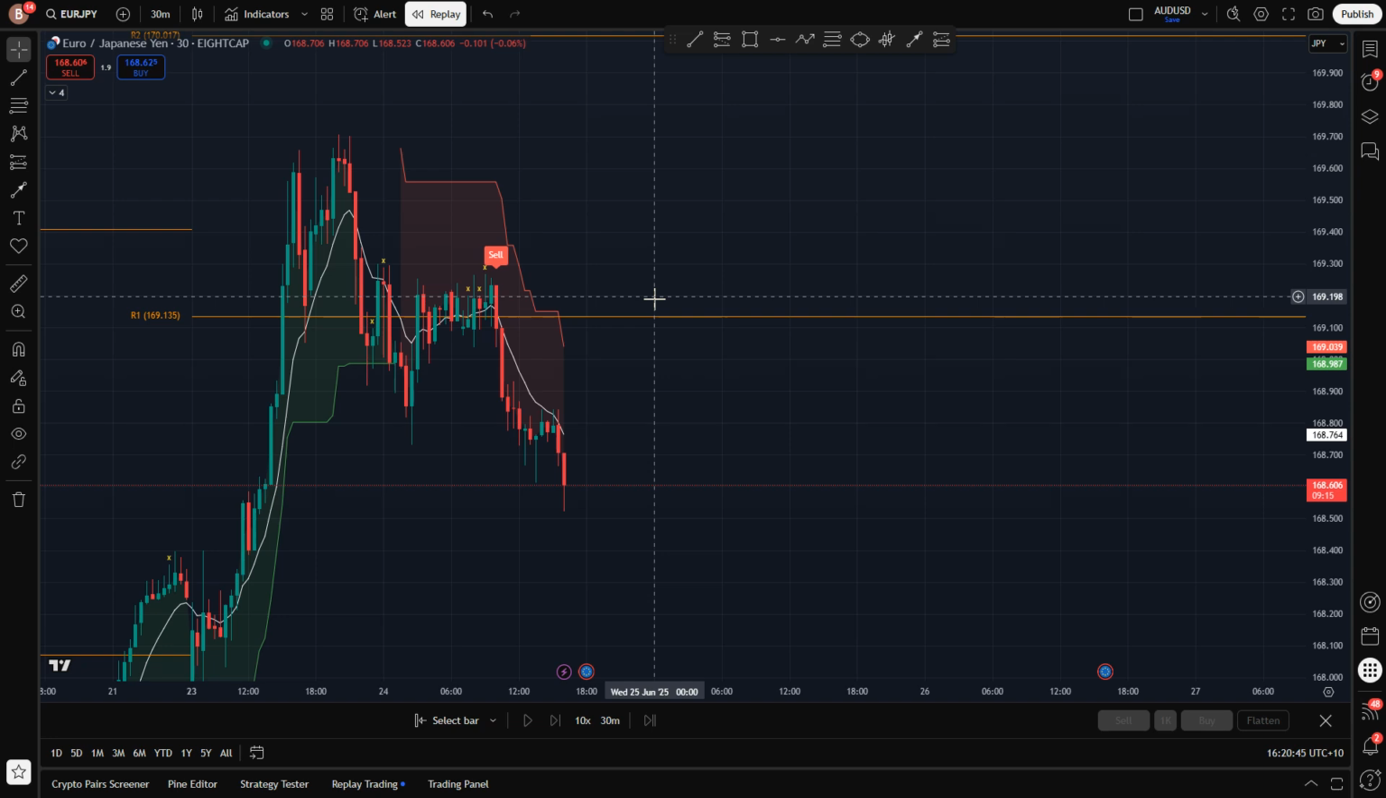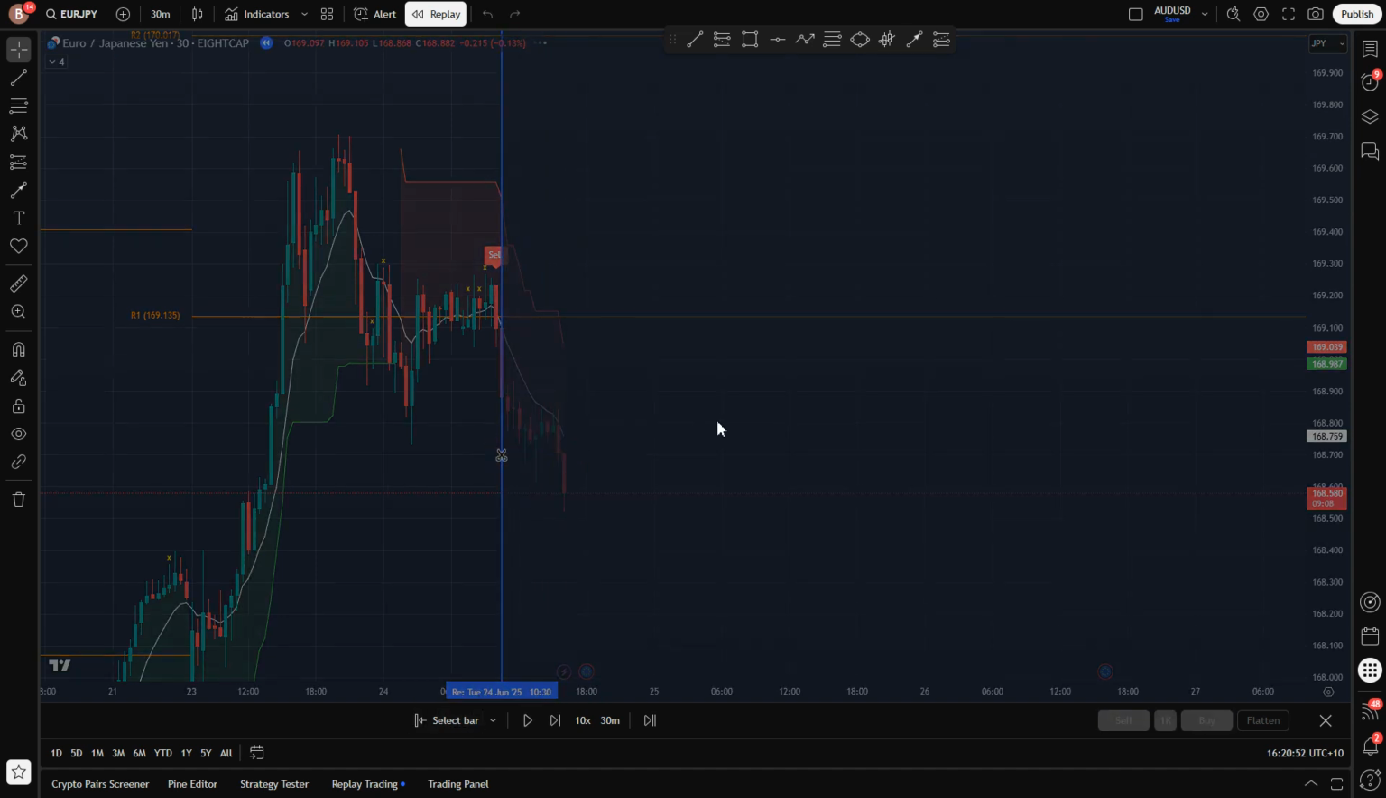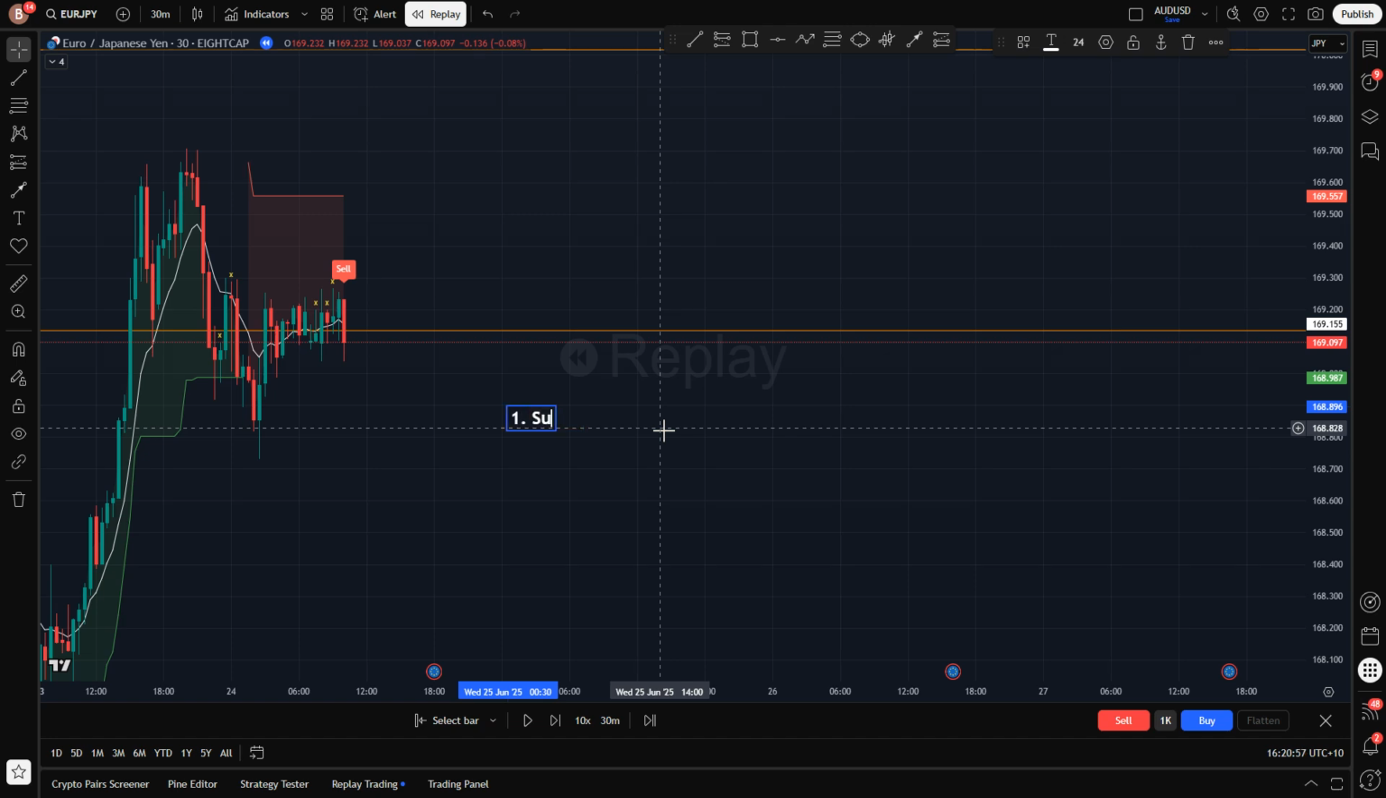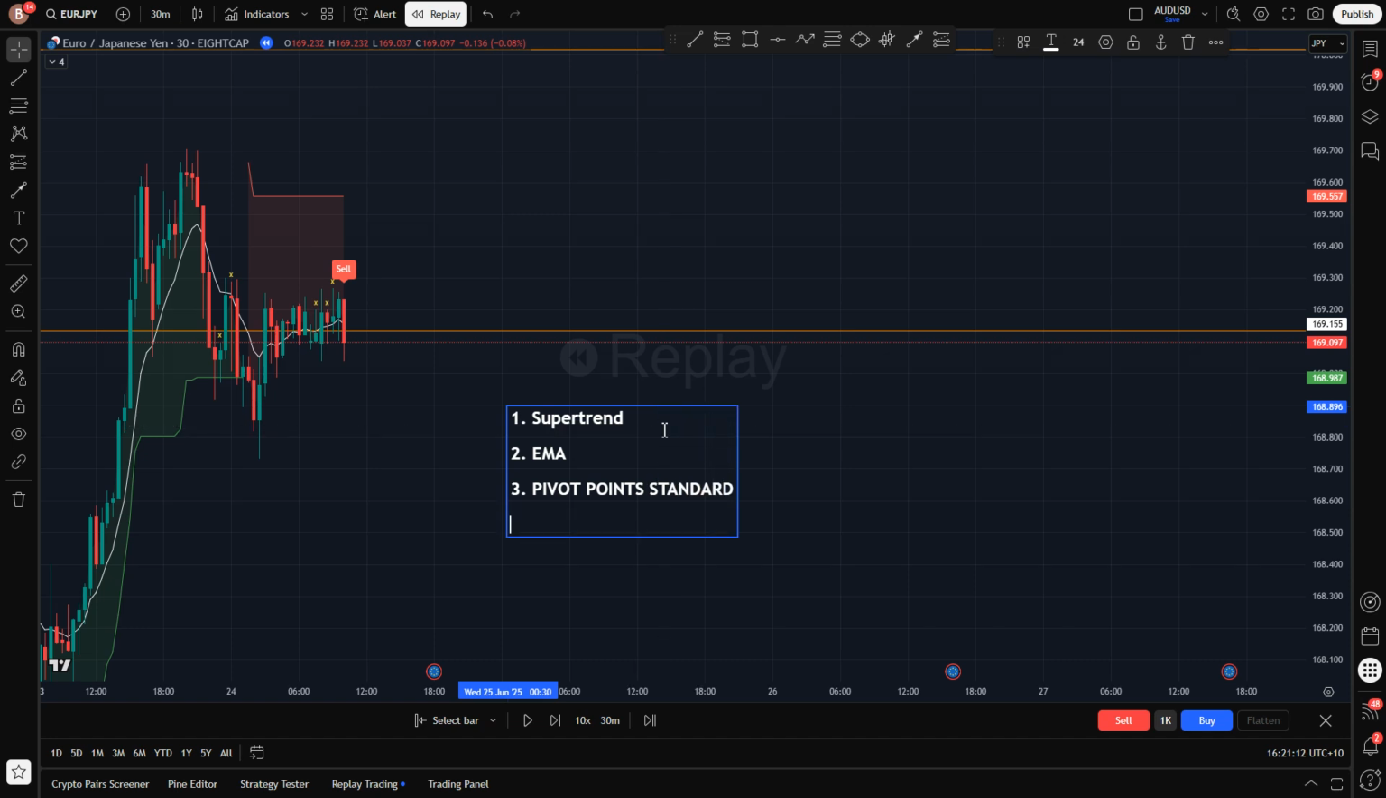If I think we've hit enough information, I'll just stop it and then we can send another video towards the end. So, what do we have on the screen here today? Well, it's four indicators, right? Super trend, we have the EMA, we have the pivot points standard, and we have the awesome oscillator. Apologies if that's not spelt right. But this is what we've got.